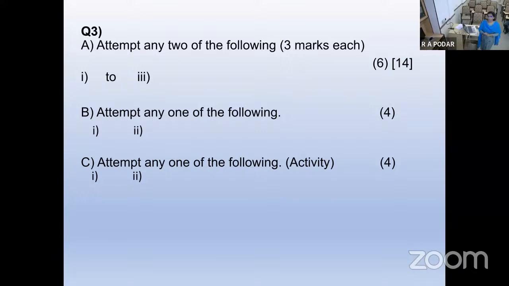Question 3A. Here again the same, 3 questions are given. Out of that solve any 2, 3 marks for each. So here it becomes 6 marks for question 3A. Next question 3B. Here attempt any one of the following. 2 questions are given. Out of that solve any one. Each question having 4 marks. So write only one question and its answer.